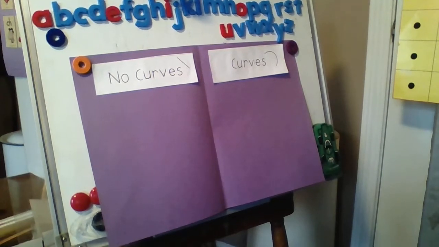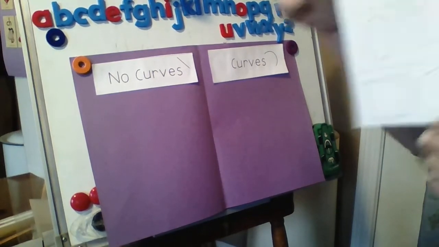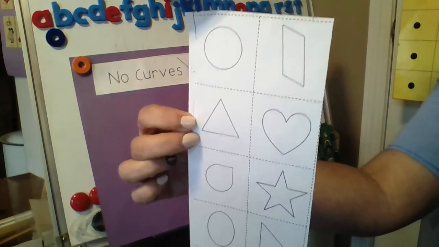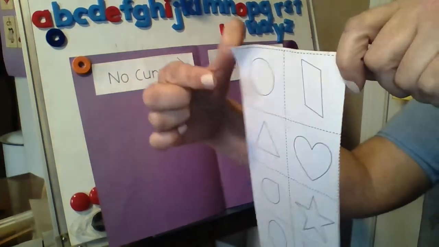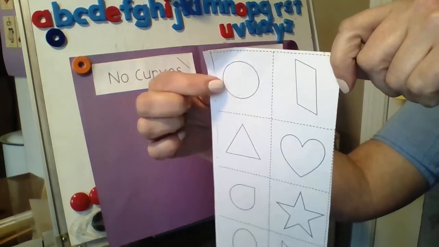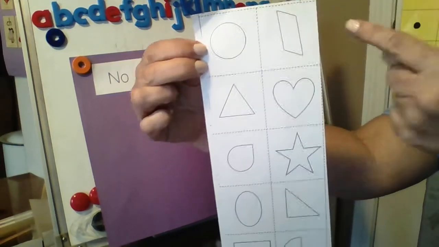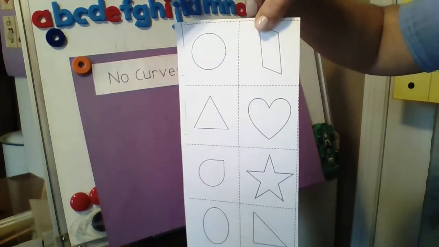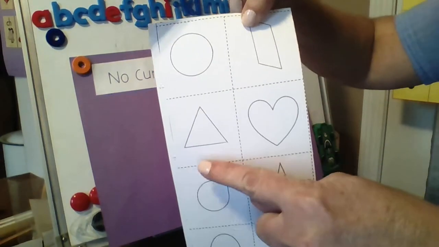things with curves. Now, you have one more page. See if you can see it. Ooh, let's talk about it. You don't need yours yet. This one here, circle. This one's kind of a different shape. It's a parallelogram, but we don't need to worry about that. You know the name of this one?